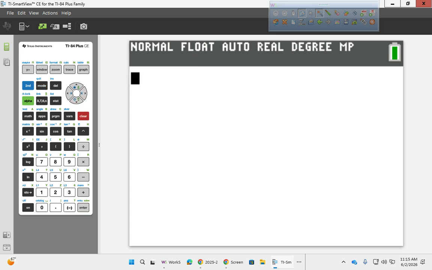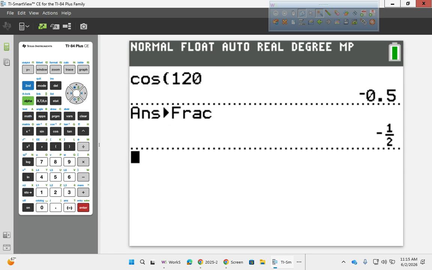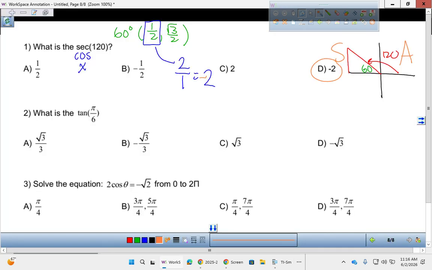I can do the cosine of 120, and then just flip it. Right, the cosine of 120 is negative 1/2. So the secant of 120 is negative 2 over 1. So you can use your calculator. It does work. All right, the answer to that one is D.